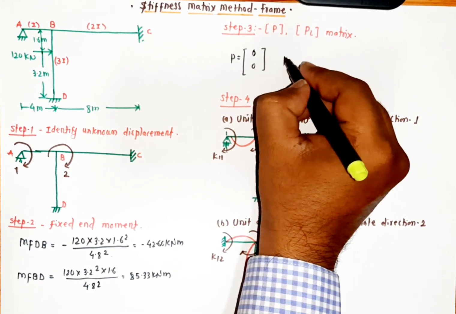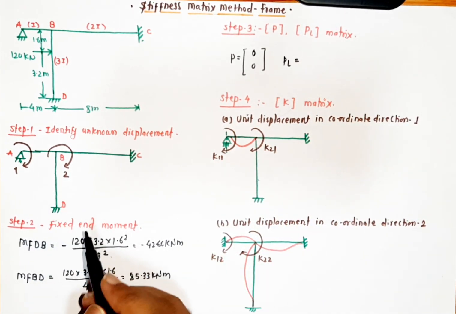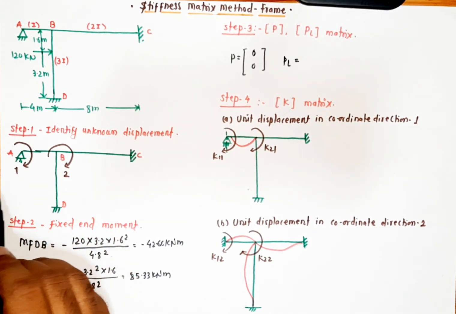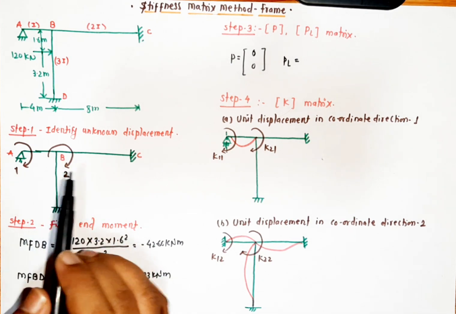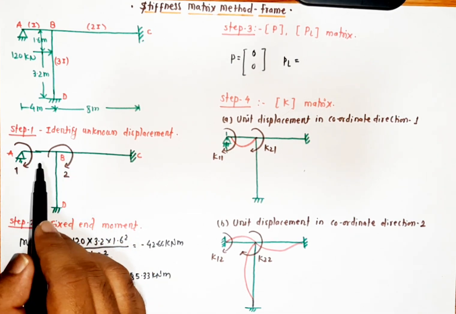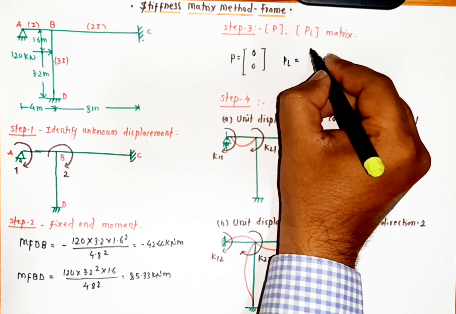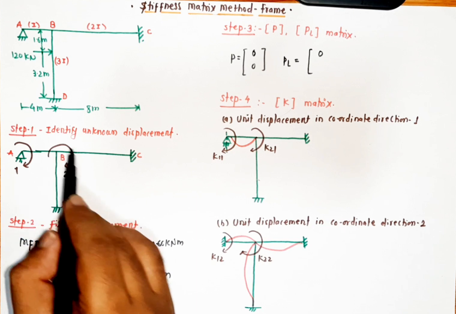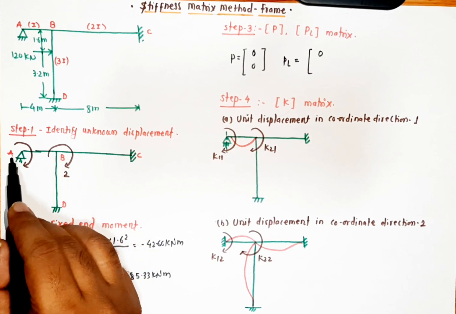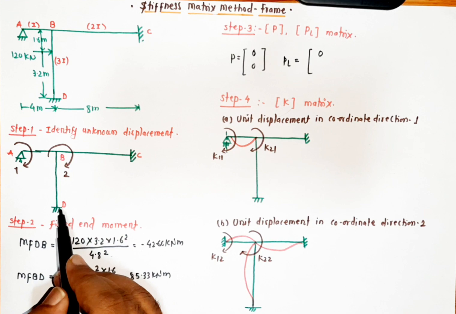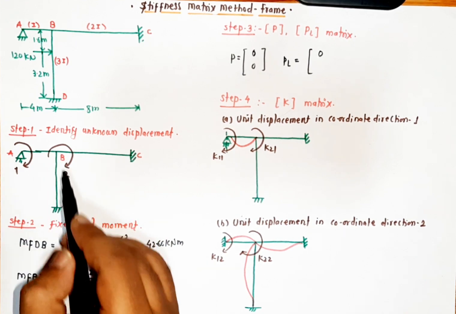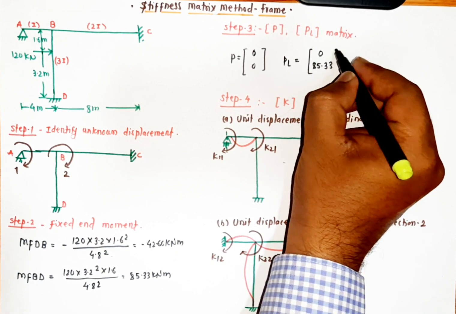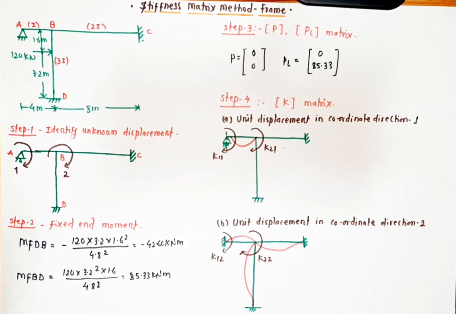Now next we want to find out the PL matrix. For coordinate direction 1, that is AB, there is no moment. For MFAB there are no fixed end moments, that's why for the first coordinate direction the value will be 0. For the second coordinate direction, that is B, it is MFBA plus MFBC plus MFBD, but MFBA and MFBC are 0, that's why MFBD itself will be there, that is nothing but 85.33. So this is all about the P and PL matrix.